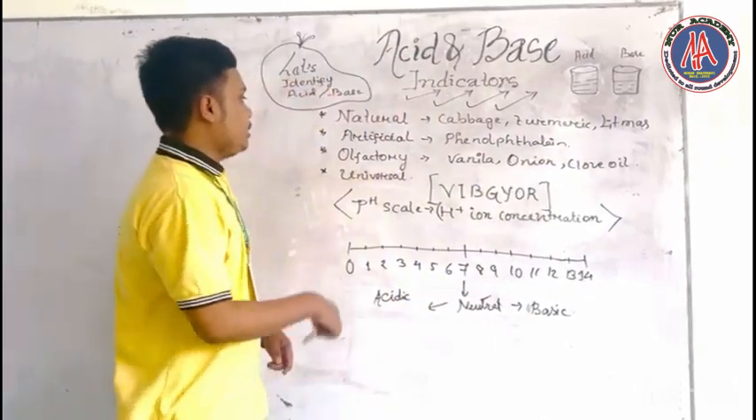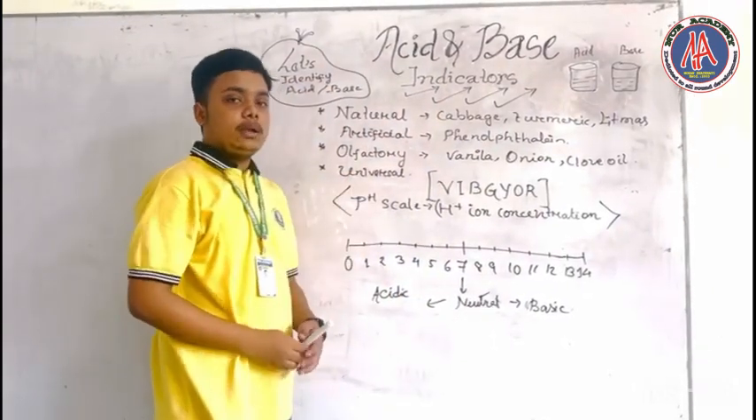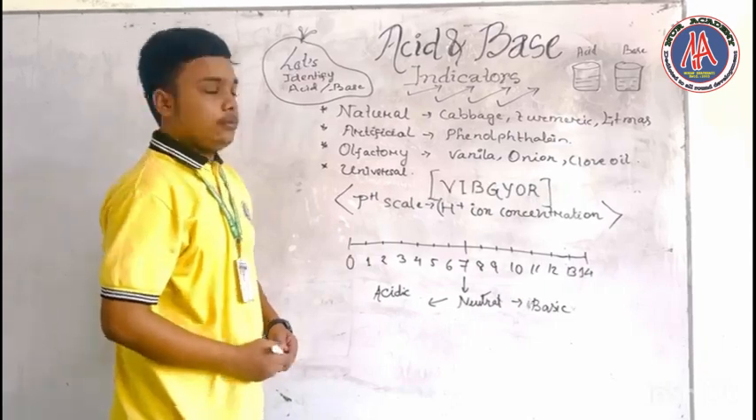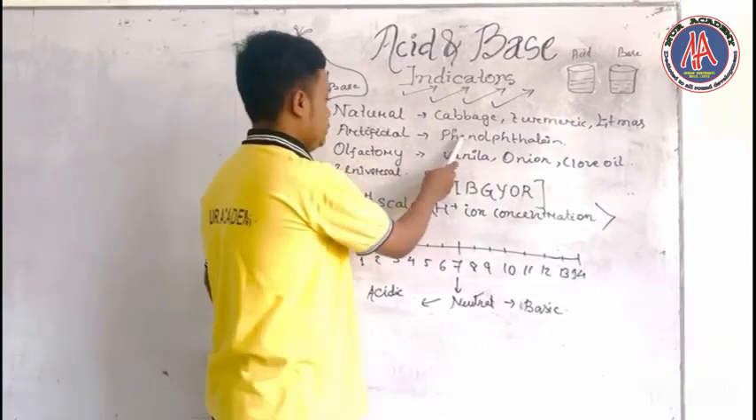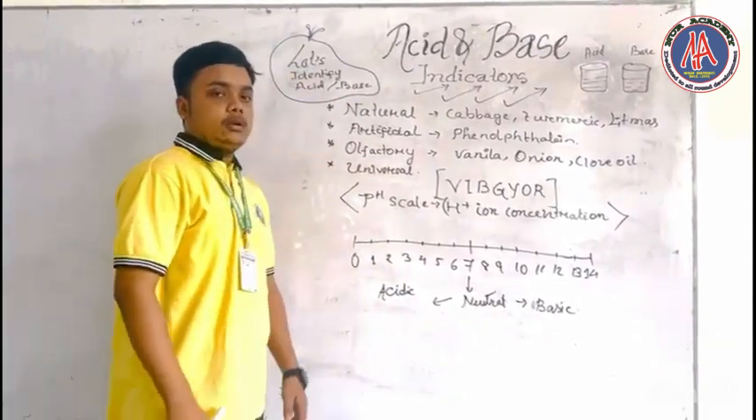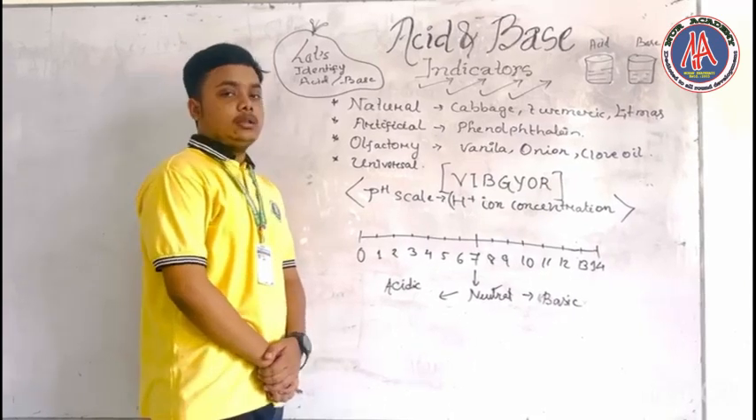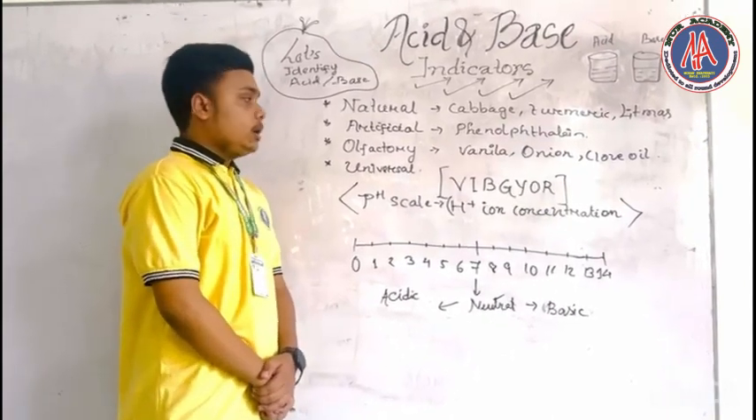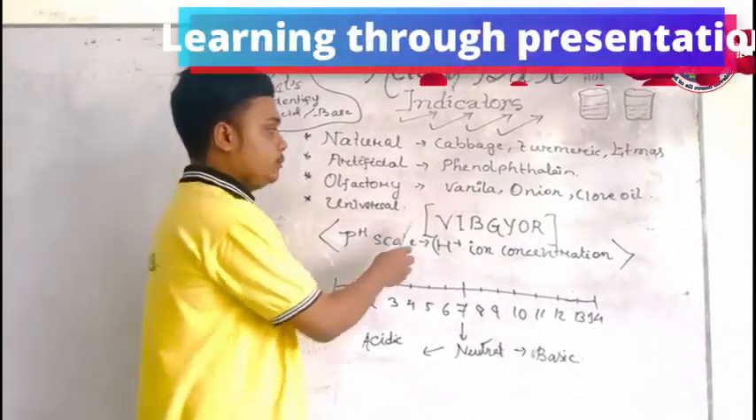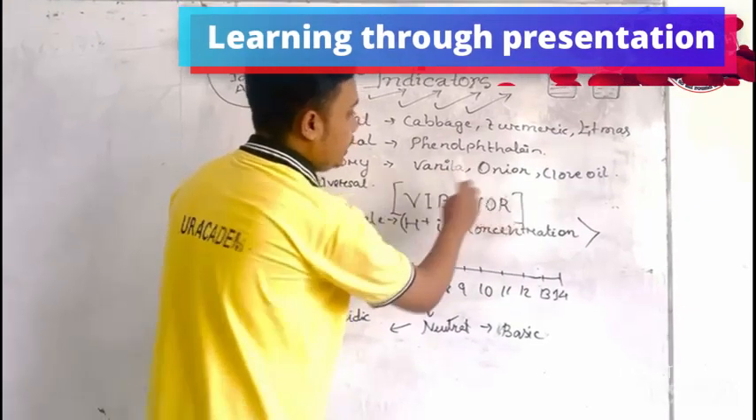Now let's talk about artificial indicators. The indicators which are made in the laboratory are known as artificial indicators, like phenolphthalein. Now let's talk about olfactory indicators. The indicators which identify the acid or base by smelling are olfactory indicators. Example: vanilla, onion, clove, etc.